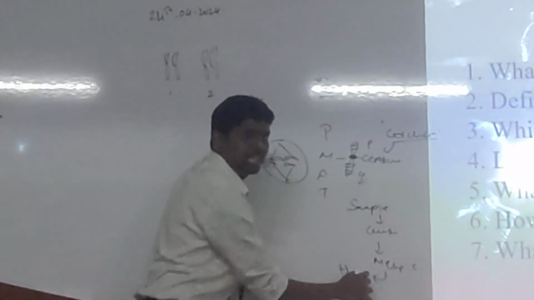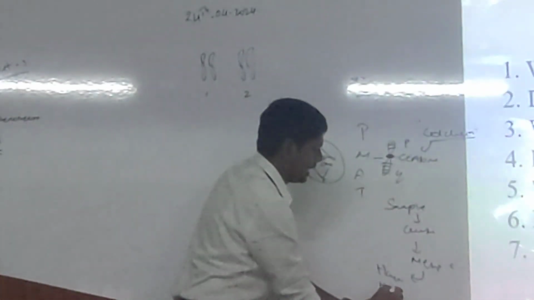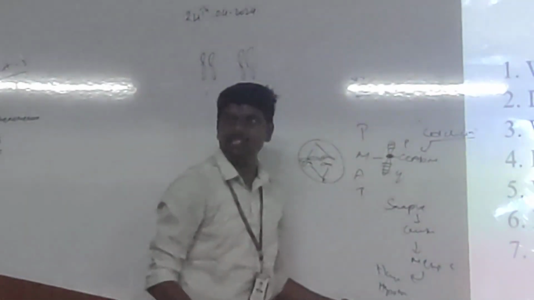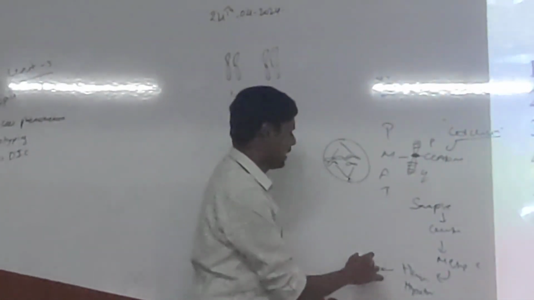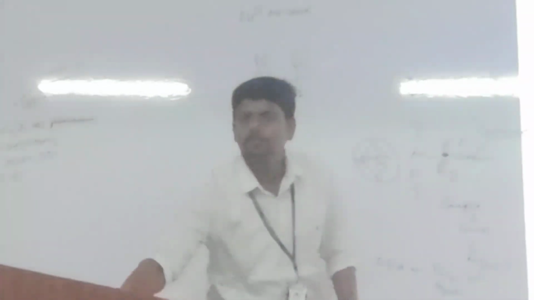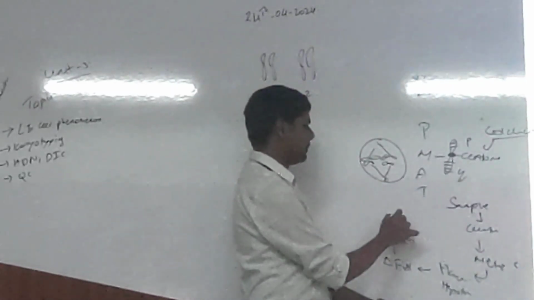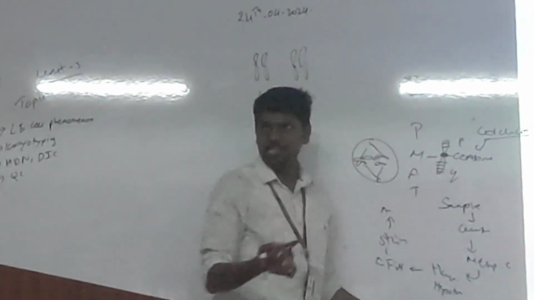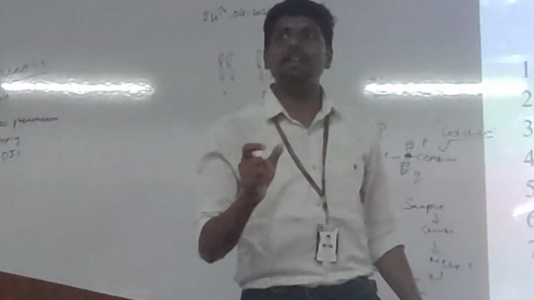How do we harvest? By breaking the cell wall, by hypotonic swelling of cells. After harvesting, what did we do? Fixation. Fixation of chromosomes, so they are preserved. Next, staining. Very good. Then analyzing.